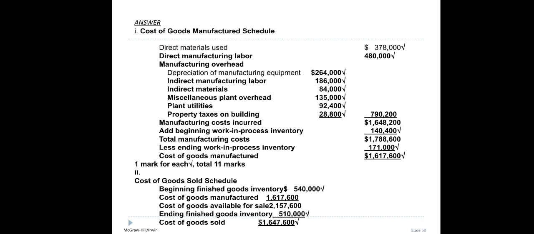So when a question asks you to prepare an income statement for a manufacturing business, the step is like this. You prepare this schedule first. After you have prepared the schedule, you get the number, and then you can prepare the income statement for a manufacturing business.